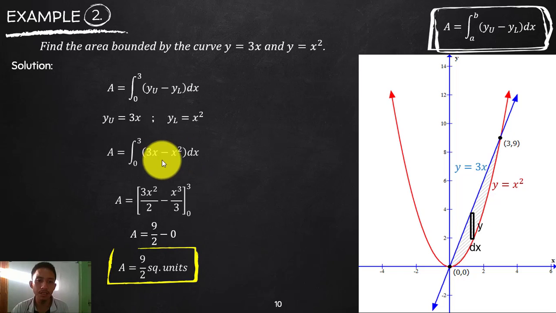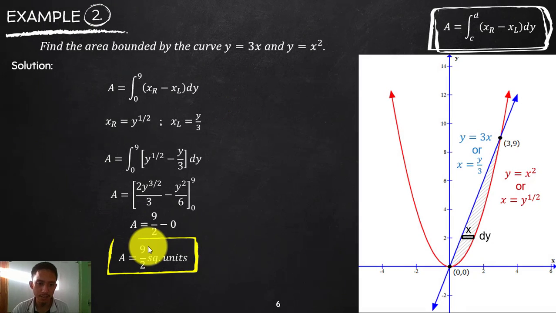Isn't it? Integrate that one, power rule: 3x squared over 2, x cubed over 3. Apply your upper limit, 3, is 9 halves. Apply your lower limit, 0, is 0. So 9 halves square units. Is that the same as a while ago? Yes, 9 halves. And look at that, there is a fraction. So it's up to you.